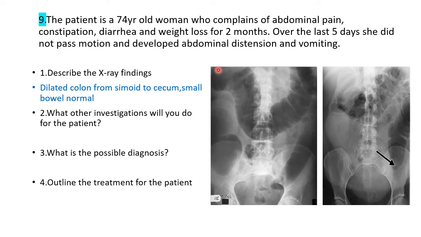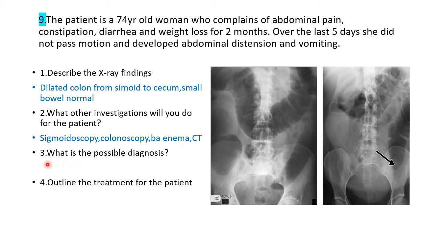So there's a diffuse distension of the large intestine from the sigmoid proximally. The small bowel appears to be normal. What other investigations will you do for the patient? Flexible sigmoidoscopy, and if possible a colonoscopy, and if that is not possible, then a barium enema or a contrast enhanced CT scan.